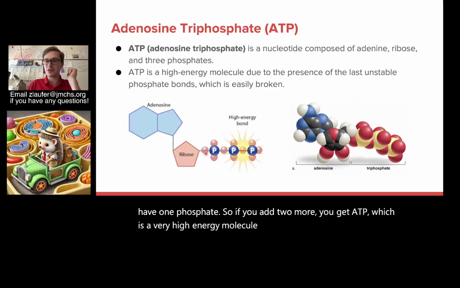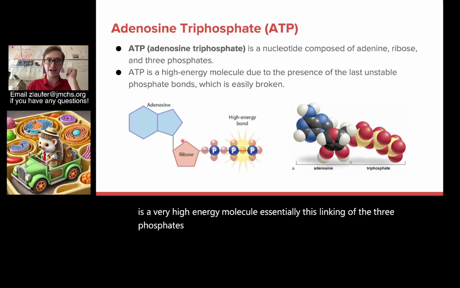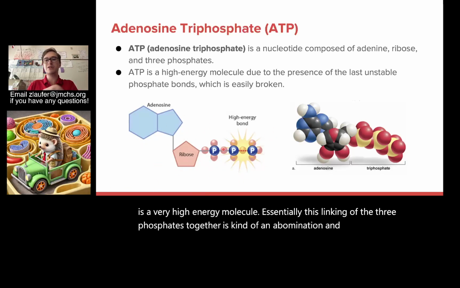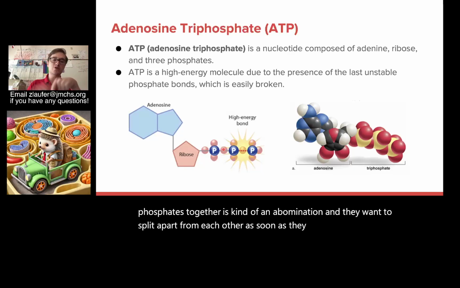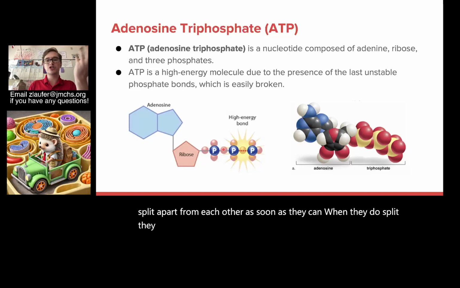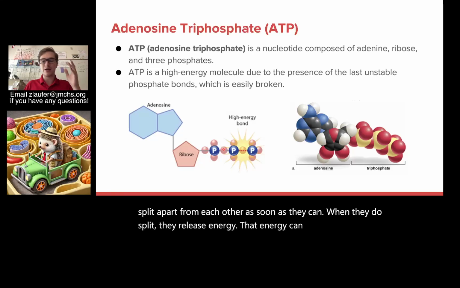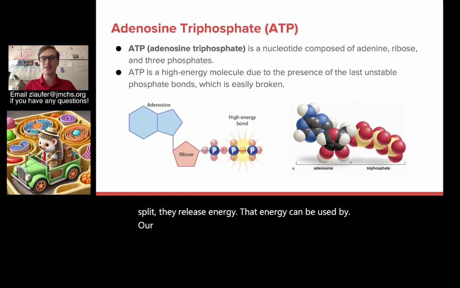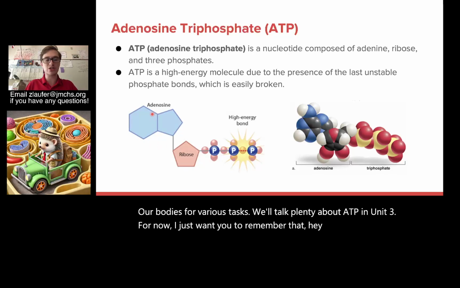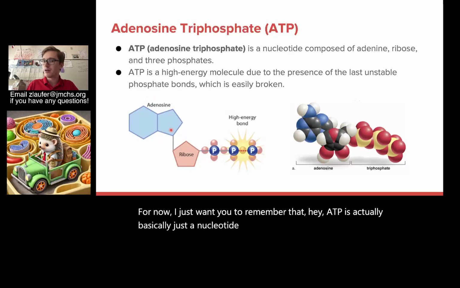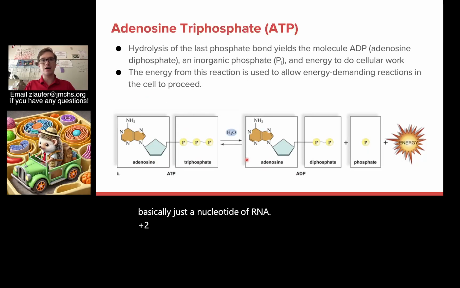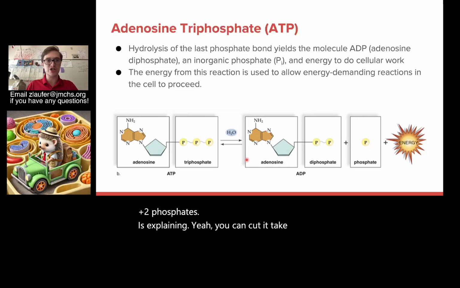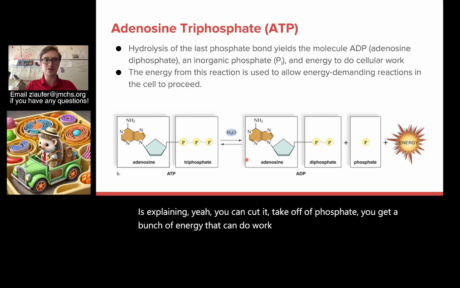Essentially, this linking of the 3 phosphates together is kind of an abomination, and they want to split apart from each other as soon as they can. When they do split, they release energy. That energy can be used by our bodies for various tasks. We'll talk plenty about ATP in Unit 3. For now, I just want you to remember that ATP is basically just a nucleotide of RNA plus 2 phosphates. You can take off a phosphate, you get a bunch of energy that can do work. We're going to talk way more about this later.